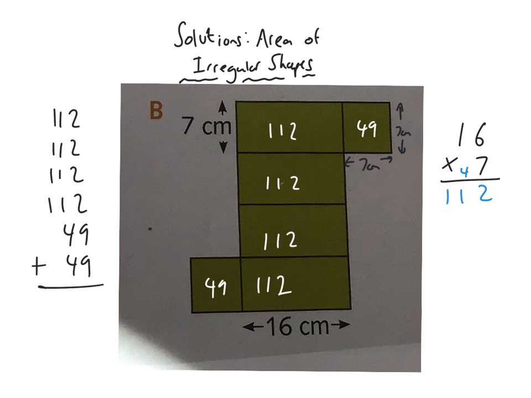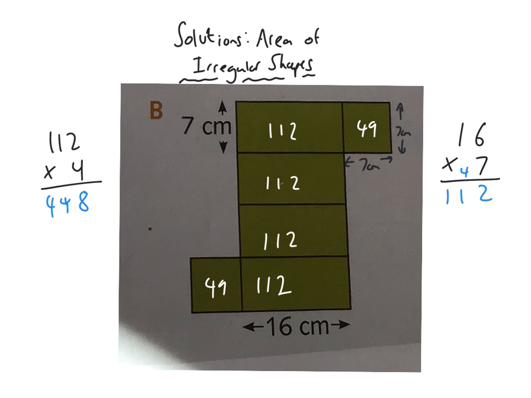Now you could add them up in a big long list like this, but it's very easy to make a mistake that way because there's a lot of numbers involved, and it's also not very efficient. That means it might get you the right answer, but it's going to take you a long time. So we've got to think of a better strategy to use than that. 112 times 4, because there's 4 of them, is 448 centimetres squared for the rectangles.